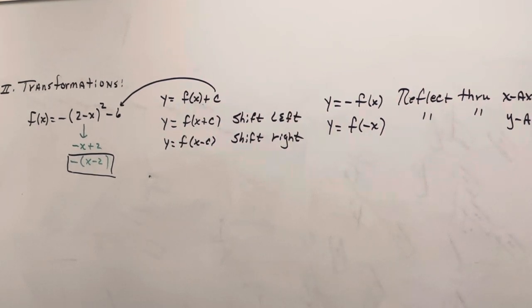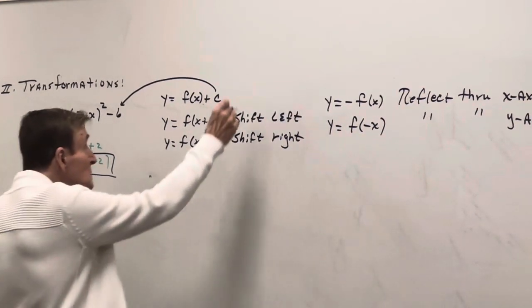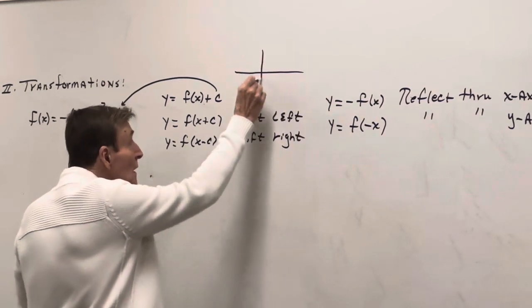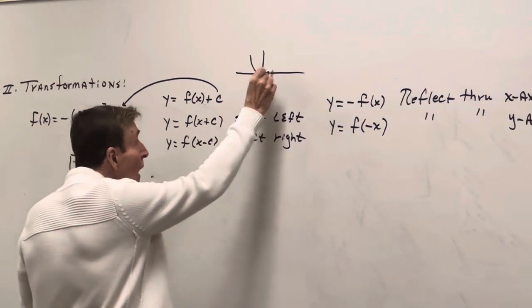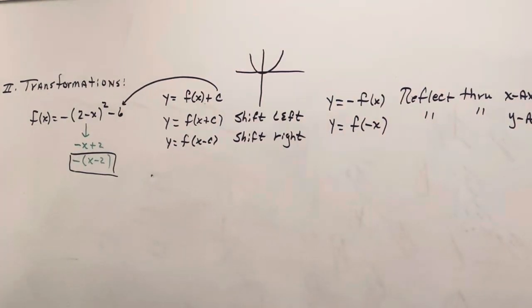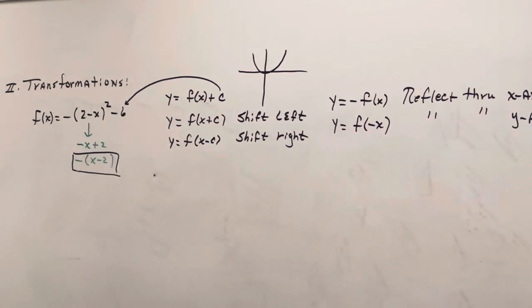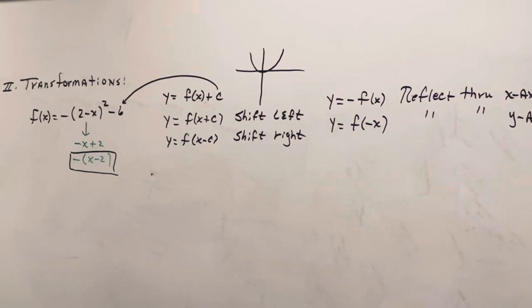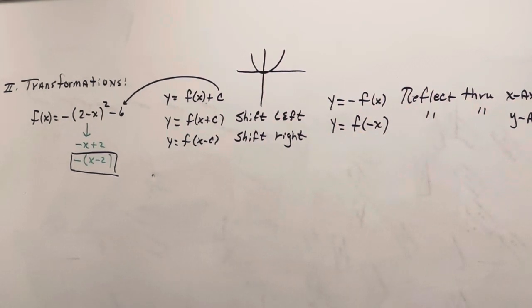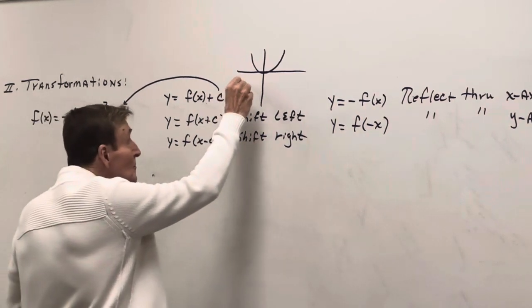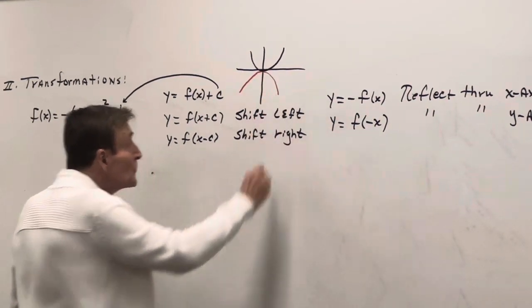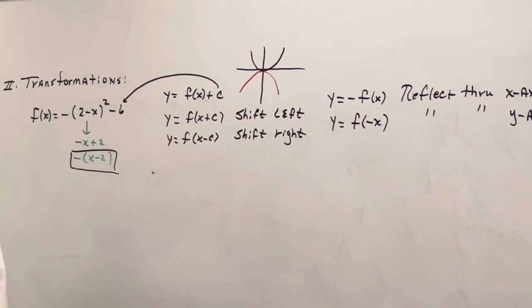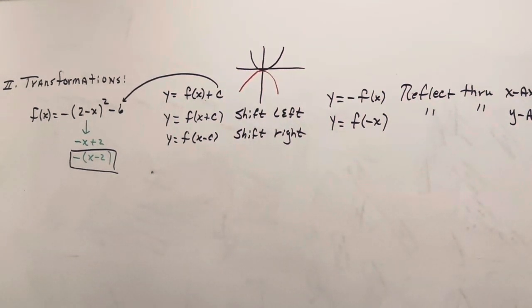Now you know what the parent graph looks like from yesterday. It looks like this. There's my parent graph. And that tells me now to reflect it through the x-axis. What's it going to look like? Is that reflection through the x-axis going to give me this? Yes or no? So my graph's going to be upside down. We're going to finish up.